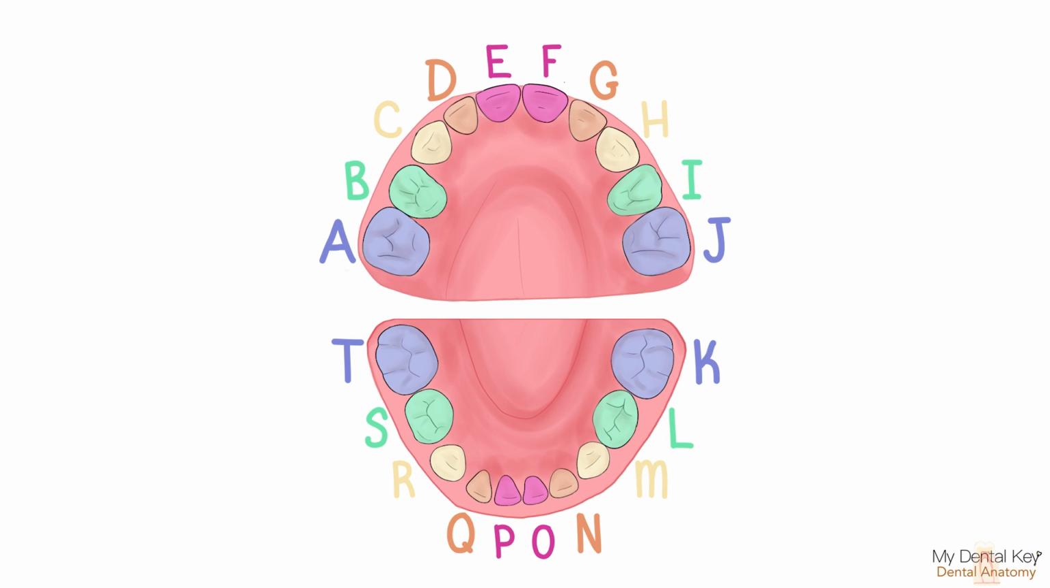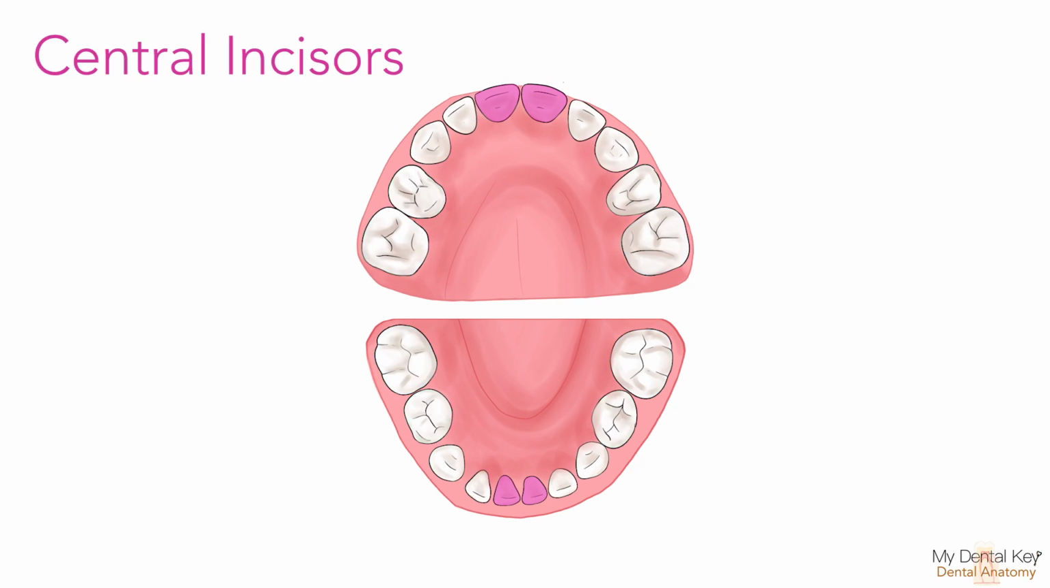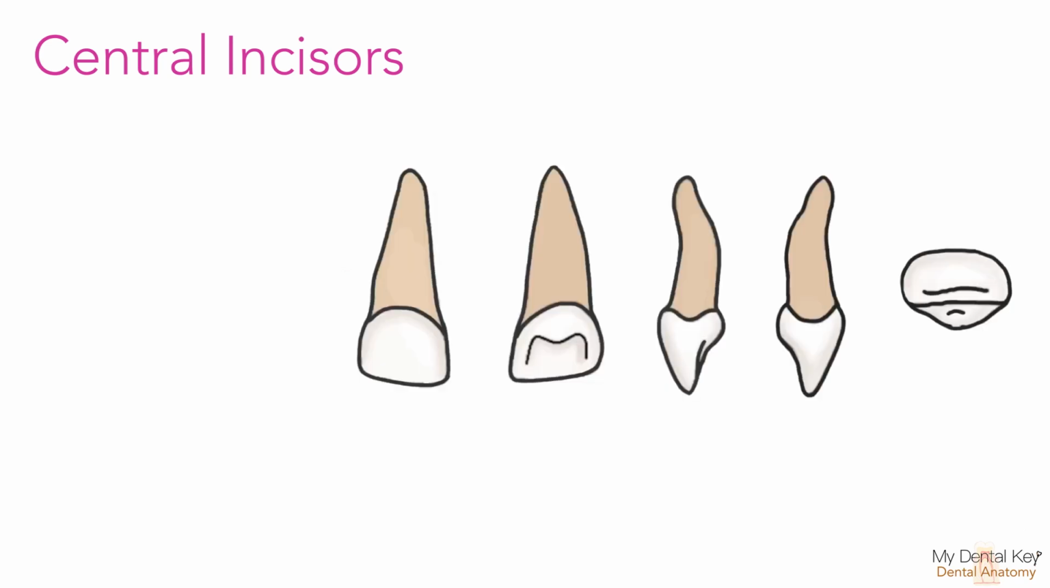Next, we will discuss the anatomy of each type of primary tooth. The first tooth we will discuss is the central incisor. In the primary dentition, these are teeth E and F in the maxillary arch, and O and P in the mandibular arch.